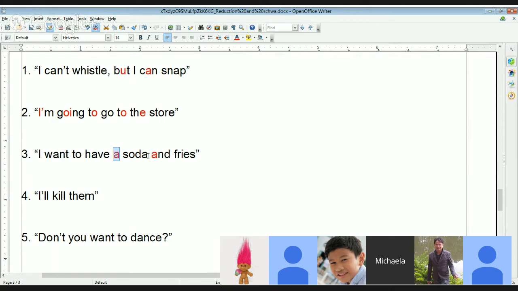What about the word soda? Do you hear a schwa sound in the word soda? I don't think so, I guess. All right, it kind of depends maybe on the person, but I hear a schwa sound in the last A. So instead of saying soda, which would be kind of a more normal pronunciation for A, we say soda, soda, soda.